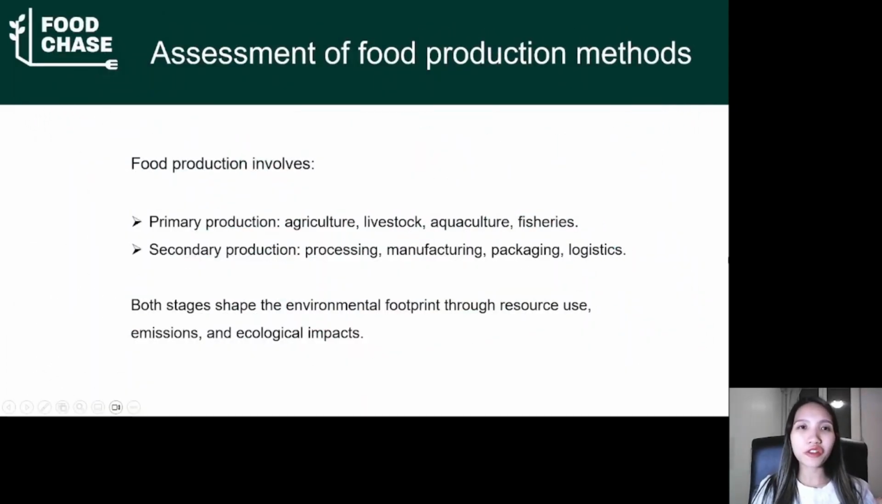So we have just concluded the assessment of food product design. Now we move to the assessment of food production method. The food production consists of primary production, including agriculture, livestock, aquaculture, and fishery, and secondary production, which includes processing, manufacturing, packaging, and logistics. Both stages shape the environmental footprints through resource use, emission, and ecological impacts.